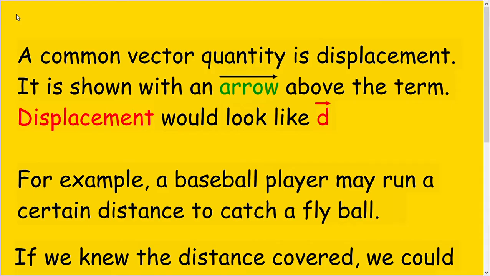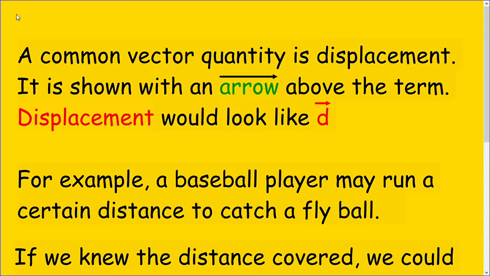So a common vector quantity we tend to talk about is displacement. Displacement is really distance, but it has this arrow above it. We've used this D term already to talk about distance. When we talk about vectors, vectors are shown with an arrow above the term, so displacement is going to look like that D with a line on the top. If we think about distance versus displacement, the only difference is that distance is telling you how far you traveled, whereas displacement is telling you two things: how far you traveled, but also in what direction.